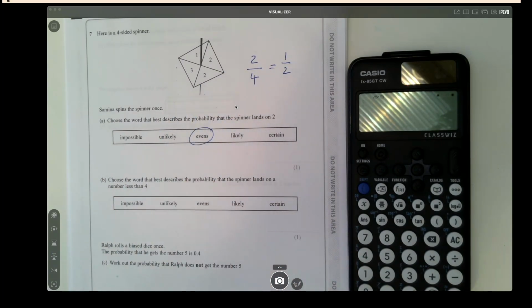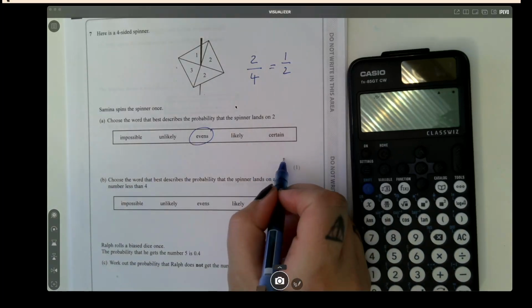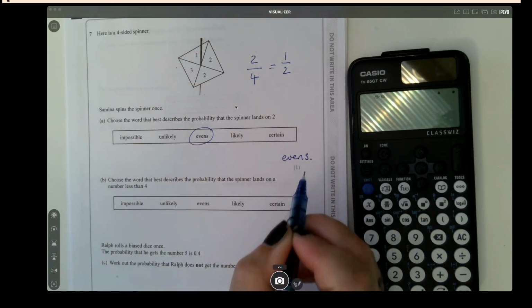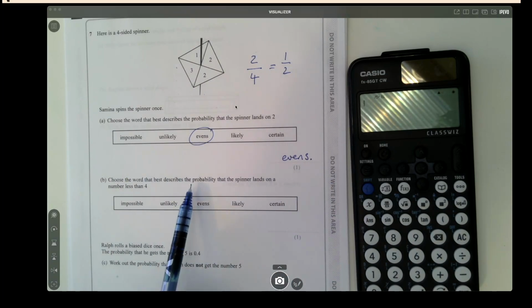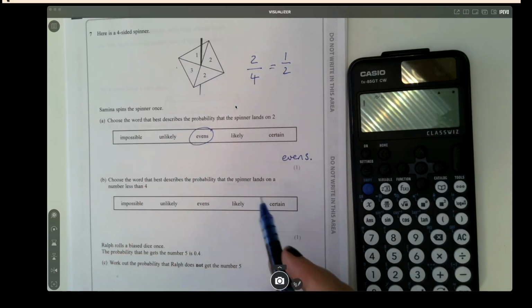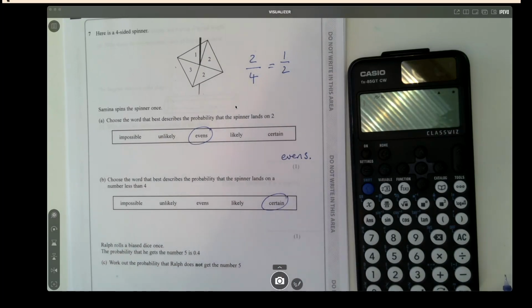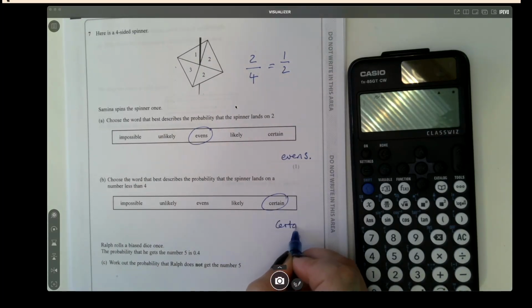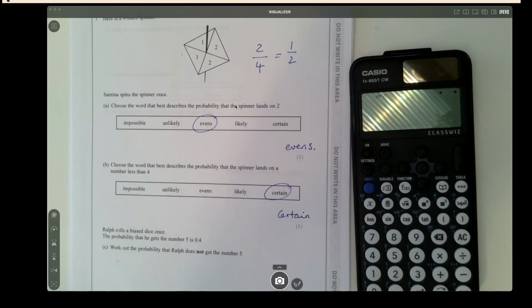Part B, choose the word that best describes, I better write that there actually, there's a line for it. Choose the word that best describes the probability that the spinner lands on a number less than 4. Well, the numbers are 1, 3, 2 and 2. They're all less than 4. So it's definitely going to happen. So the word that we choose is certain.